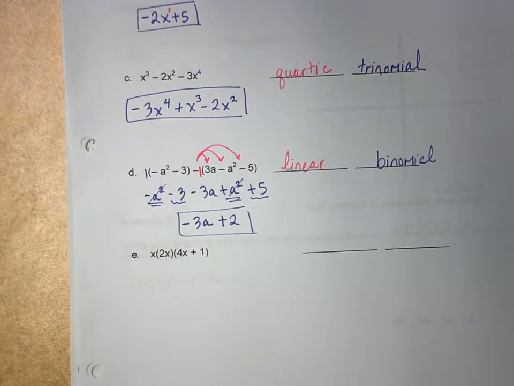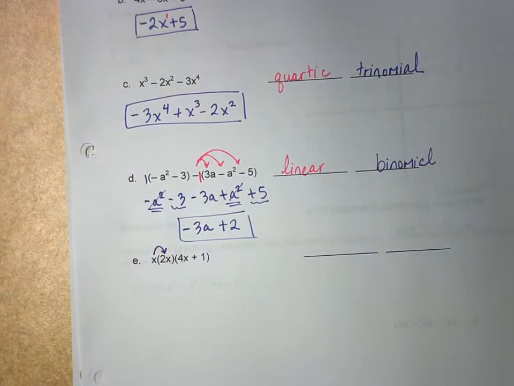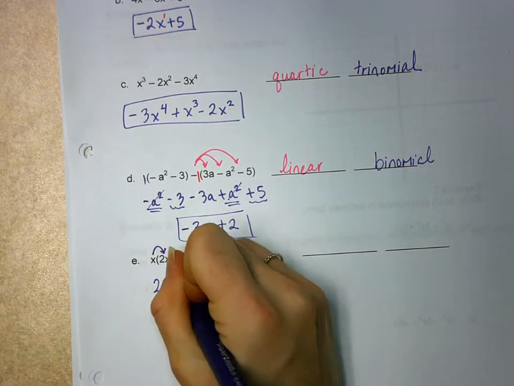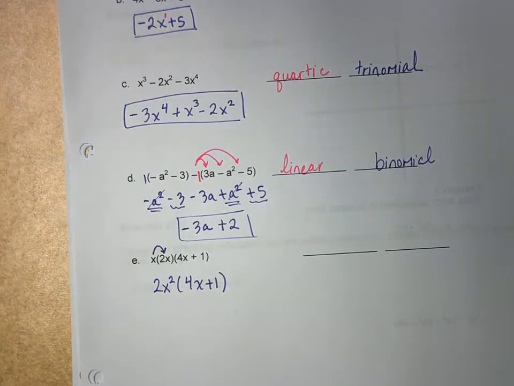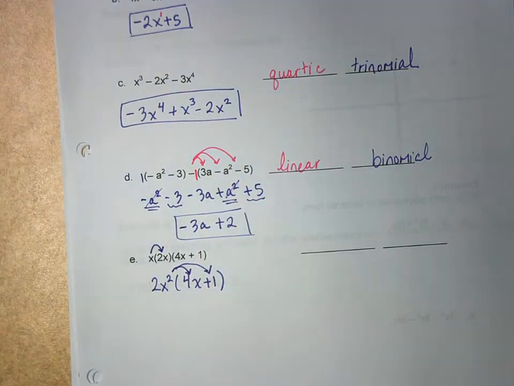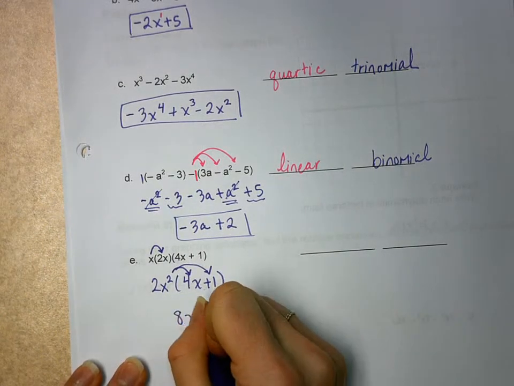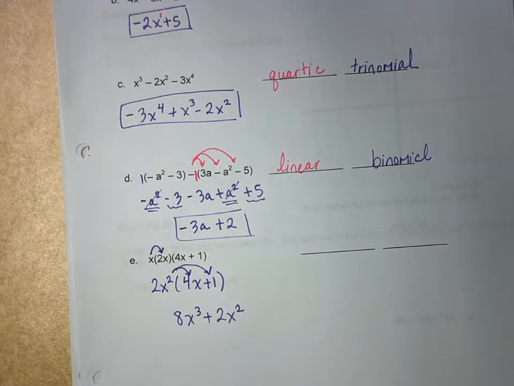And then letter E is one like you did on the bell ringer. So remember, you have to multiply each of these once. So I can multiply the x by the 2x to get a 2x². But I still have this 4x plus 1 that has not yet been multiplied. So to multiply, I just distribute in that 2x². What's 2x² times 4x? Good, 8x³ plus 2x². And try to name this one on your own.